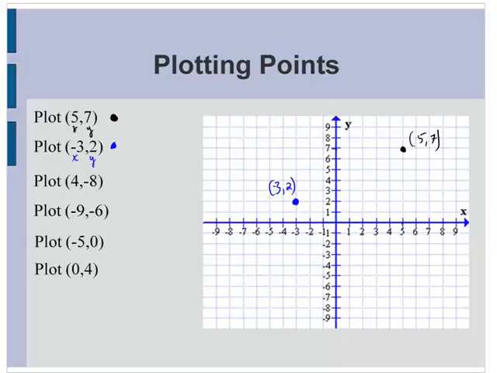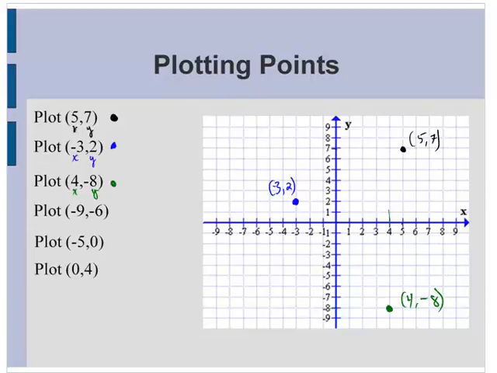Alright, plotting the point 4, -8 in green. We first find where the x-coordinate is 4, and then where the y-coordinate is -8, and basically intersect them. Here's where the x-coordinate is 4, where's the y-coordinate -8, and intersect them. This is the point 4, -8.